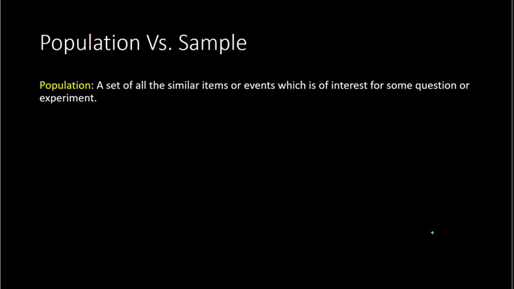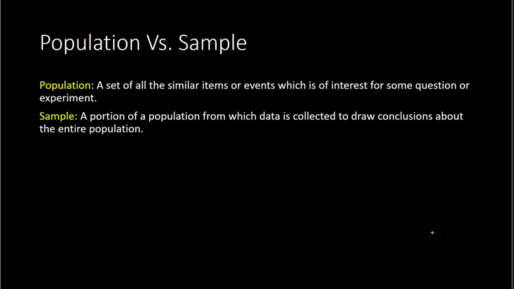A population, by definition, is a set of all the similar items or events which is of interest for some question or experiment. So the key word here is all. Okay, set of all the similar items. Whereas a sample is a portion of a population. All right, so population is the entire group, whereas a sample is a portion of that group.